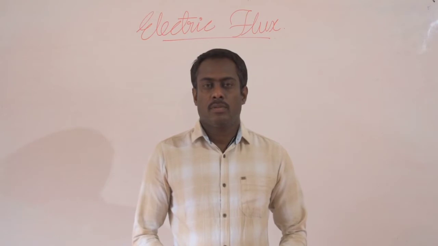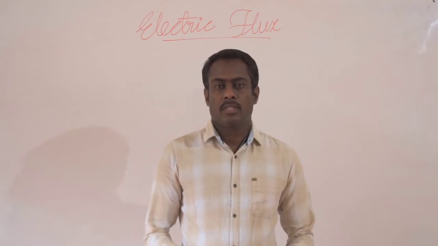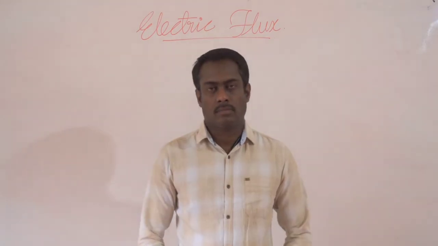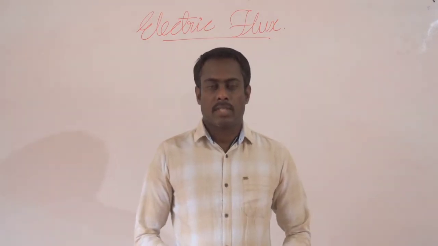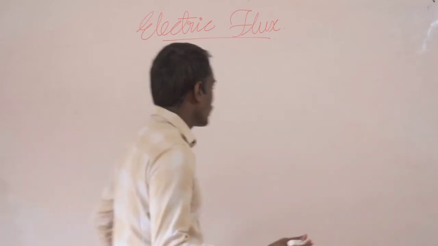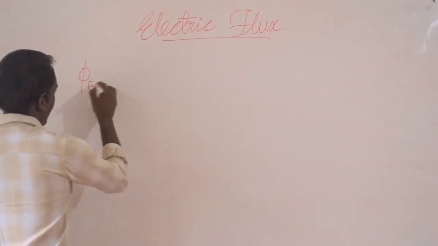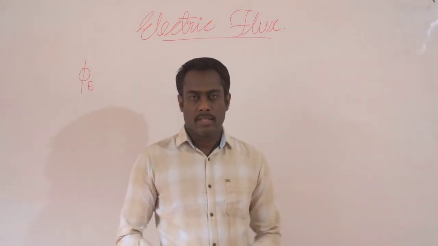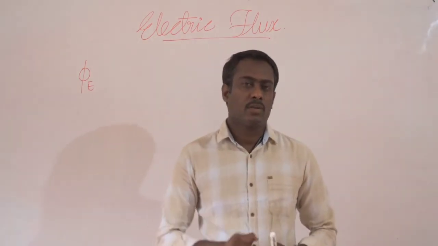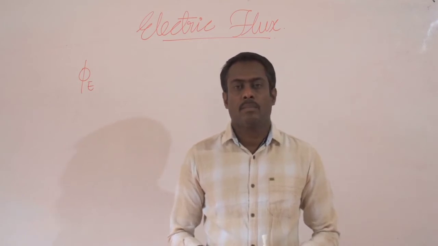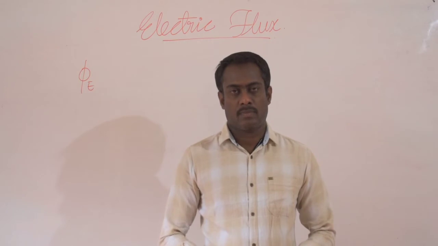Today we are going to discuss electric flux and Gauss's law. What do you mean by electric flux? The electric flux, denoted by phi E, may be defined as a measure of the net number of electric field lines passing through a surface.